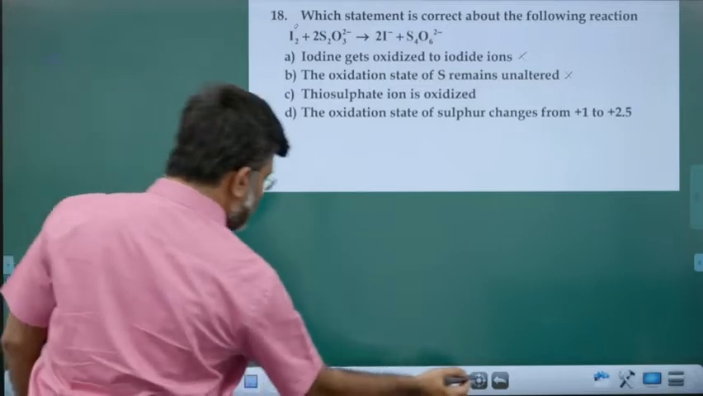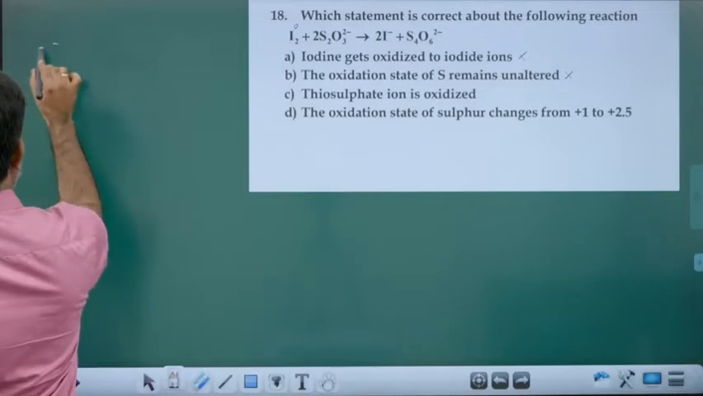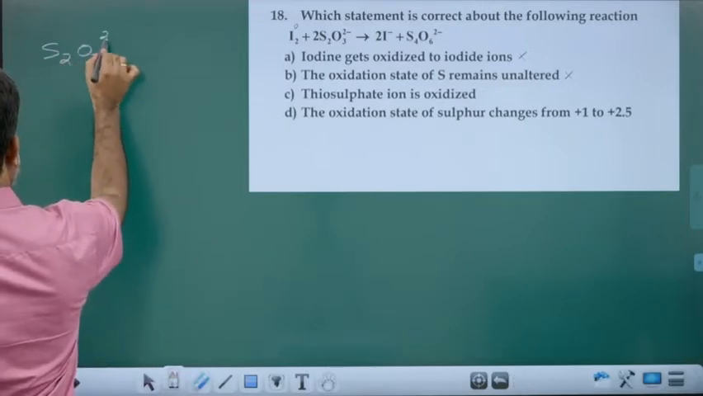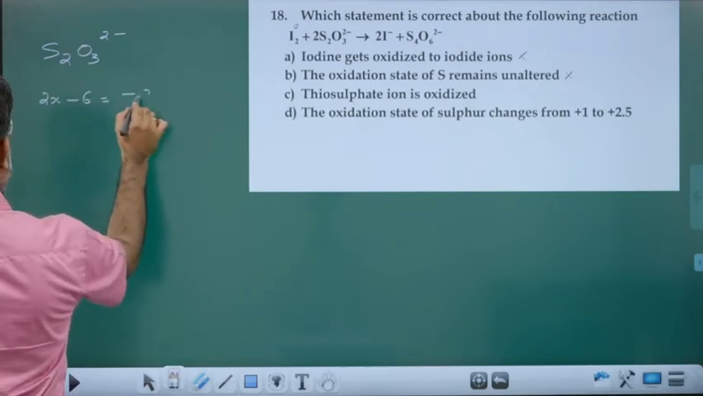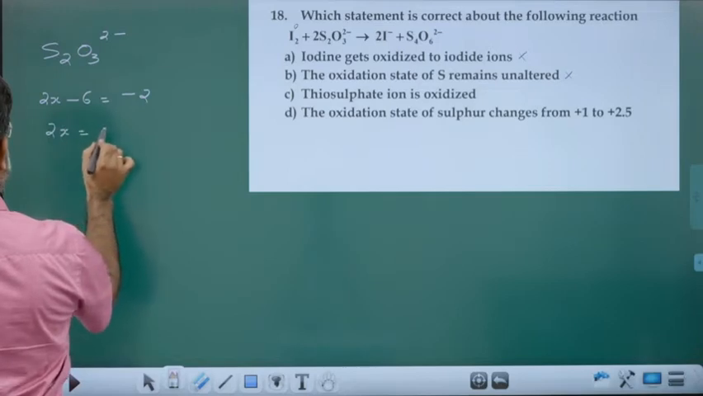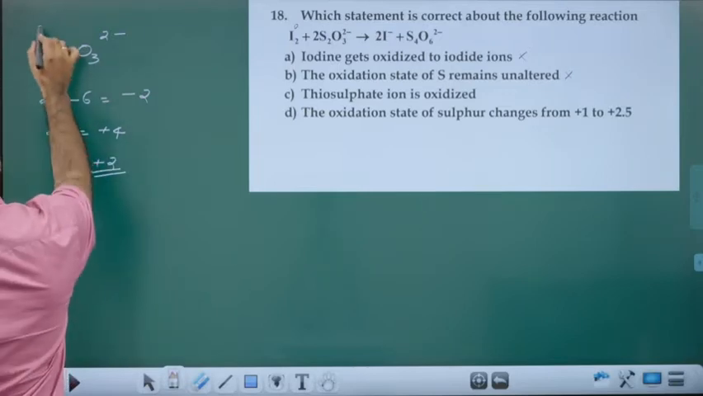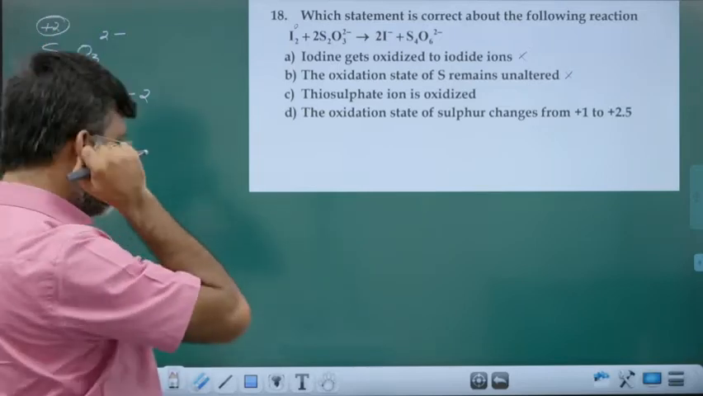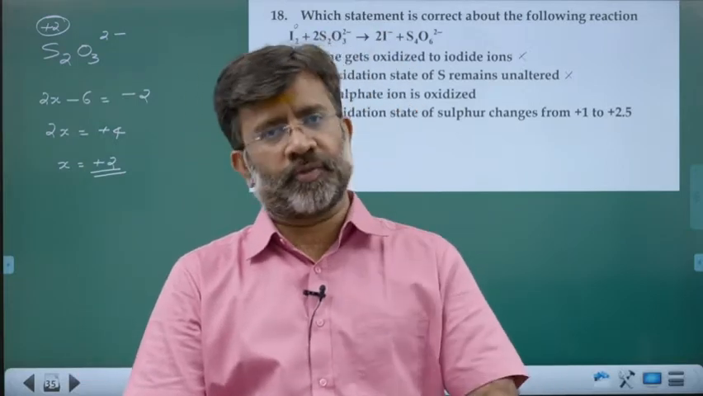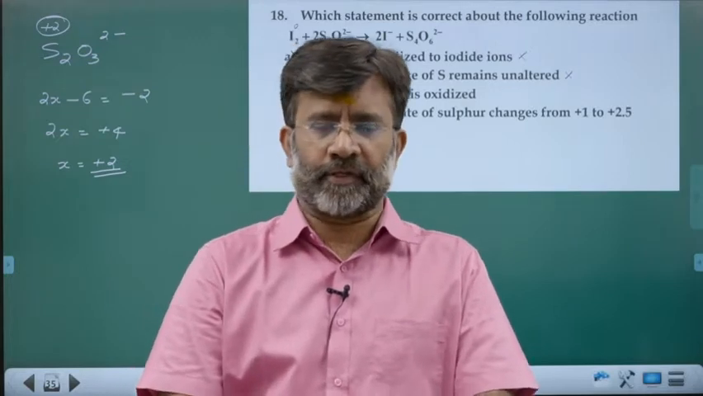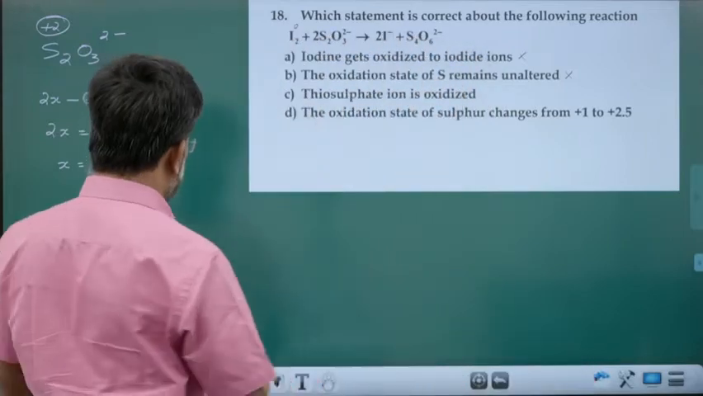S2O3 2 minus. What is the oxidation state of sulfur in thiosulfate? So it is 2x minus 6 equal to minus 2. 2x is equal to plus 4 and x equal to plus 2. The conventional way of evaluating oxidation number gives sulfur plus 2. Actually, it is not plus 2, it is an average. Anyway, the average oxidation number you are getting is plus 2. What about in the other case?